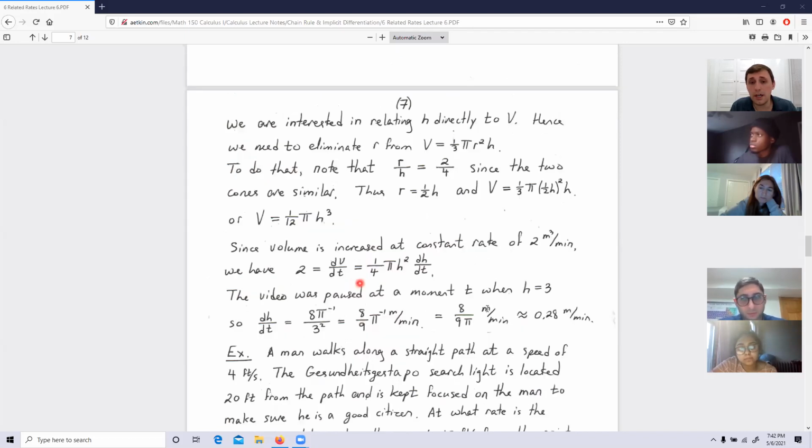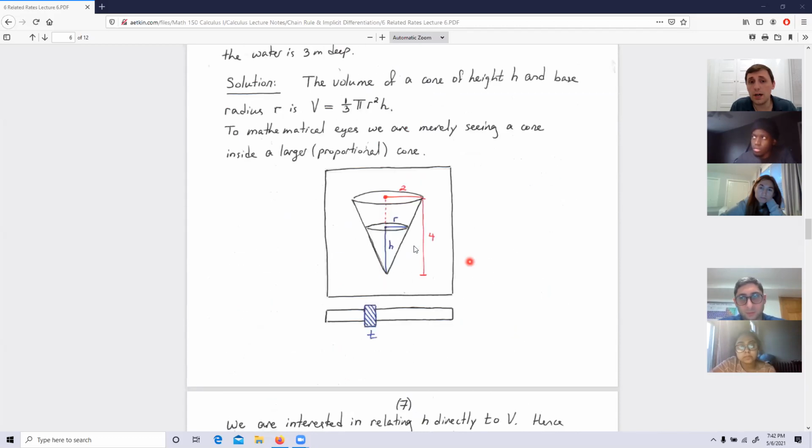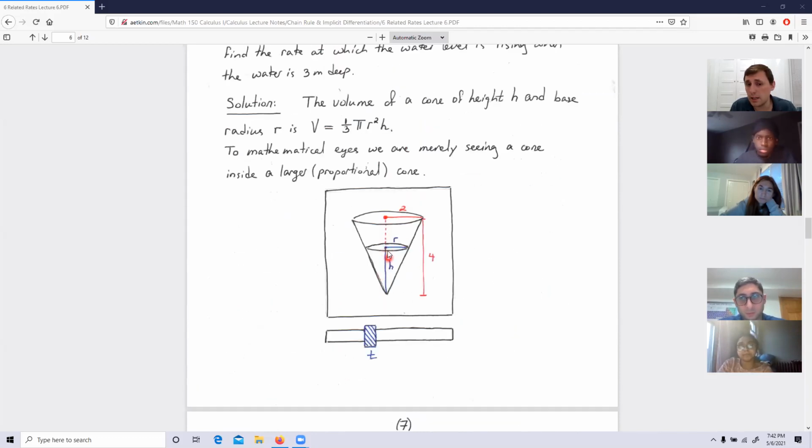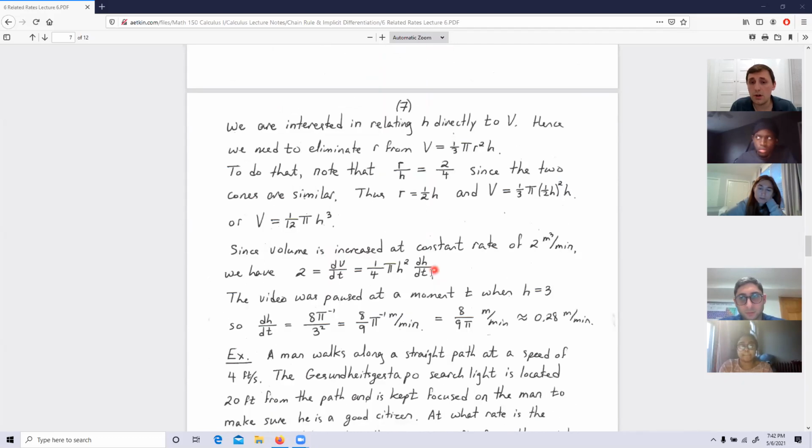Everything else, I mean, h is 3. I'm told to estimate, when h is exactly 3, how fast is it growing? So I plug 3 into this formula, and I get 8/9 pi meters per minute, which is 0.28 meters per minute.